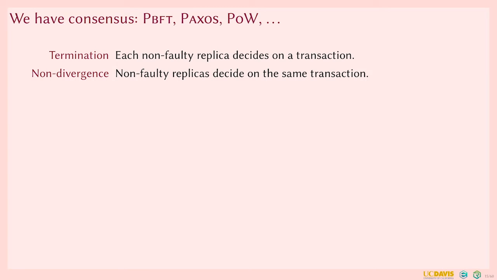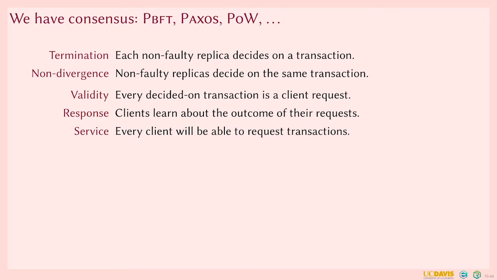Of course, we do not operate consensus in a black box. We operate it in a system that deals with client transactions. So from that we get some more practical requirements, namely that the transactions we decide on must be valid. They must come from a client that requests them. We also want clients to be able to learn the outcome of their requests. So if a transaction gets accepted, it gets executed, and the client must learn what the result was. And we want clients to have some guarantee of service.